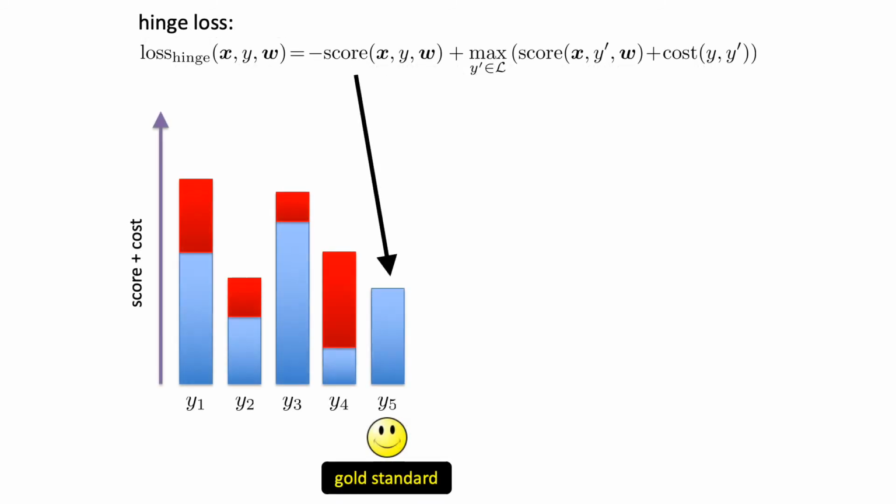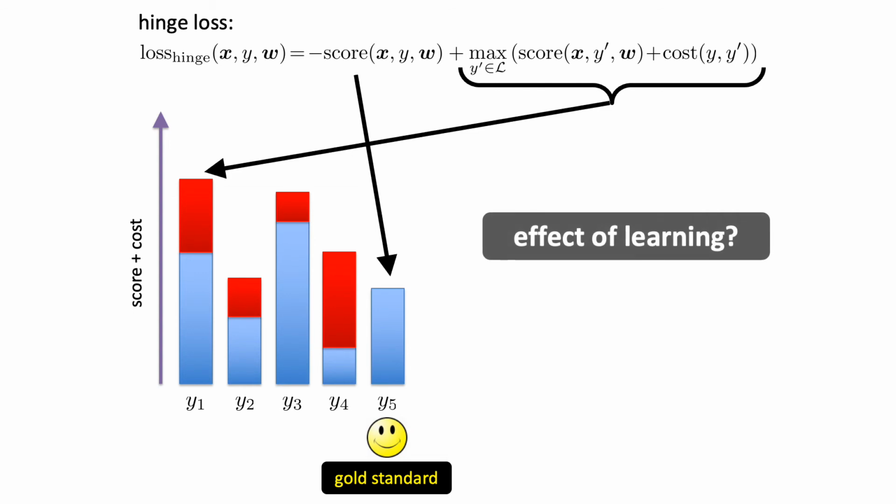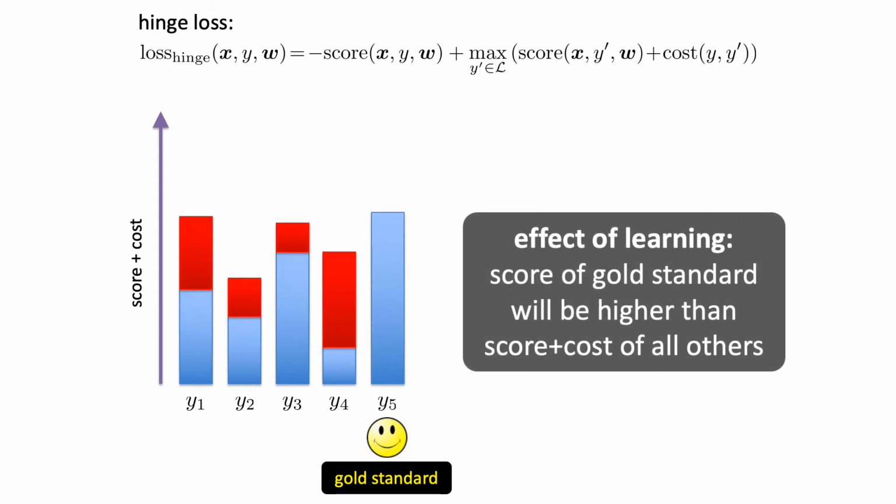Hinge loss again seeks to increase the score of the gold standard, but now instead of decreasing the score of the highest scoring label, it decreases the score of the label that maximizes score plus cost, which is y1 here. This is a label that the model likes, but has high cost. The loss reaches its minimum value of 0 when the score of the gold standard is higher than score plus cost of all other labels. Remember that learning affects w only, which affects the score function. The cost is an intrinsic property of a label and is not affected by learning.